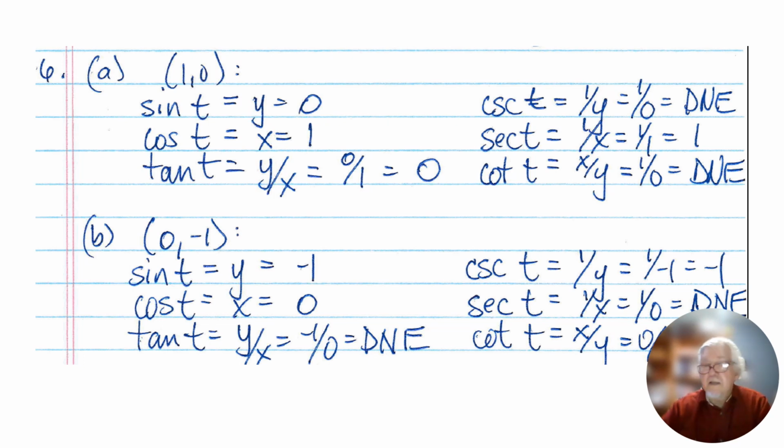The cosecant of this angle t is 1 over y. Here's y, 1 over that, does not exist. Secant, 1 over x, it does exist. Cotangent of t, x over y, does not exist. And similarly, you have sine of t here is just y, and cosine of t, the angle t, is the x-coordinate. You just look up here. And similarly, tangent and all the others. So the definitions are simple.